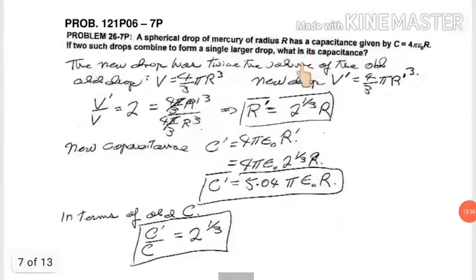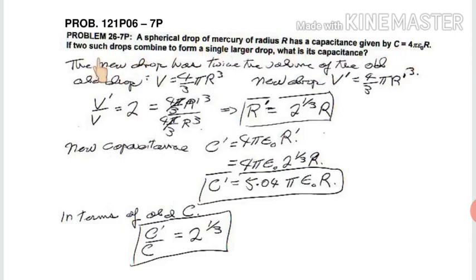Next question is, a spherical drop of mercury of radius R. So they are talking about a spherical drop whose radius is capital R, and it has a capacitance of C is equal to 4 pi epsilon naught R. We know that for a spherical body the expression for capacitance is C is equal to 4 pi epsilon naught R.